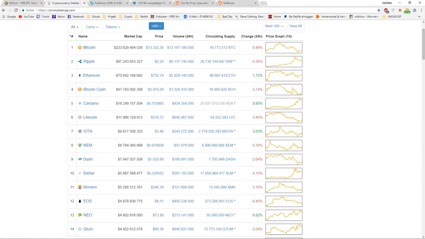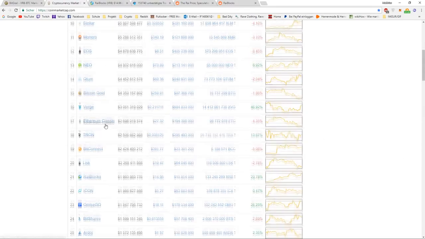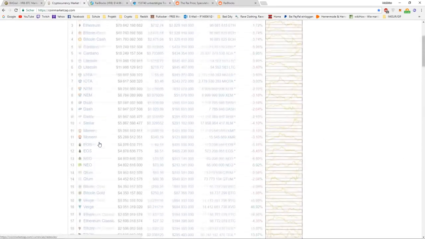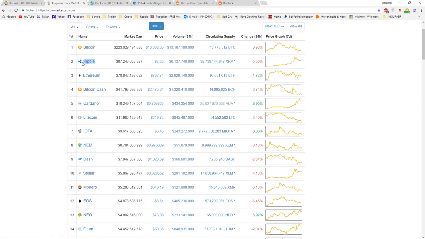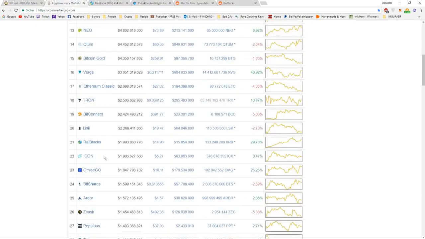So for RaiBlocks right now, we have two main competitors, which is Ripple. Ripple also does instant transactions with low fees. You can now argue that Ripple has fees and RaiBlocks has absolutely no fees, which is a big plus for RaiBlocks.